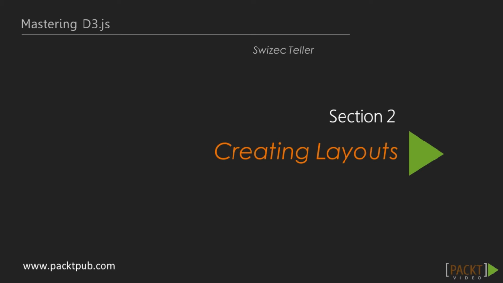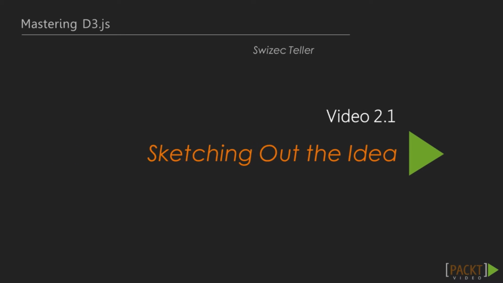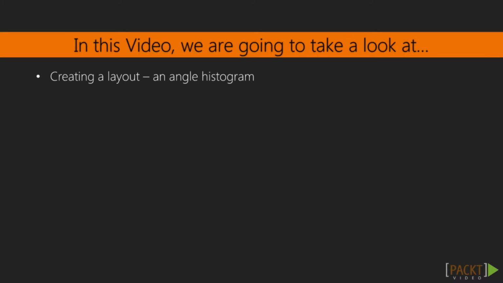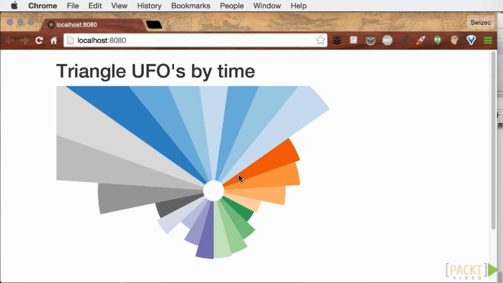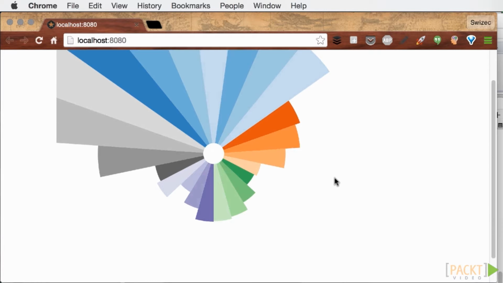In this section, we're going to create a layout of our own, an angle histogram. We're going to start with a sketch and end up with a pretty example of our new layout. Before you can make a layout, you need a working visualization. A sketch makes it easier to play around with concepts to figure out what you actually want to build and whether it's even possible.